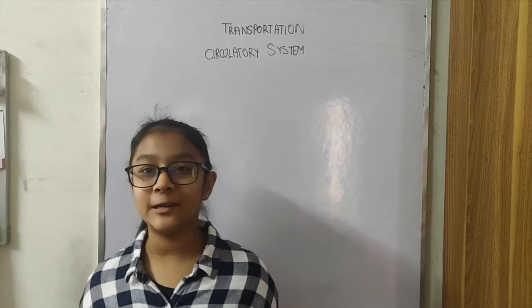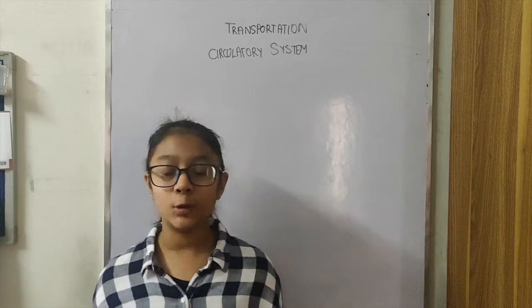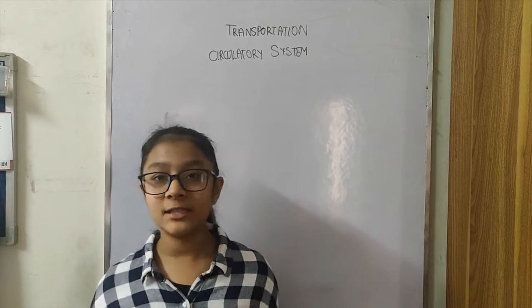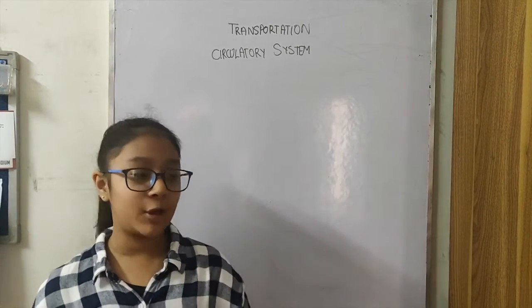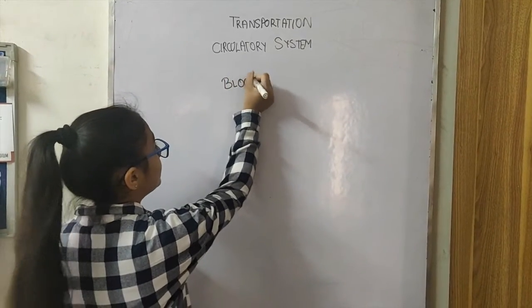A perfect morning to learn about the other part of our circulatory system. Let's get on. Last time I told you about the blood and its various kinds of parts inside it. This time we're going to learn about blood vessels, the second part of the circulatory system.